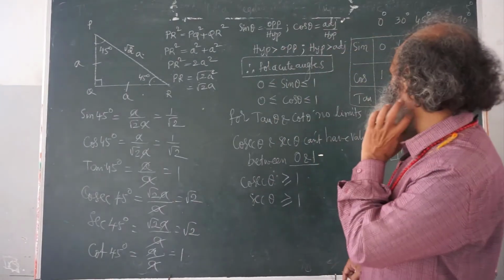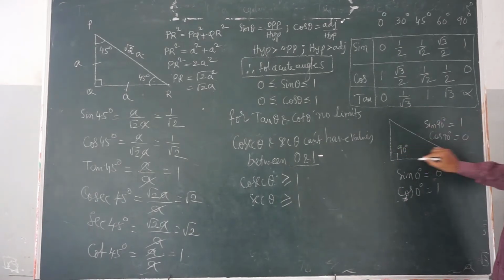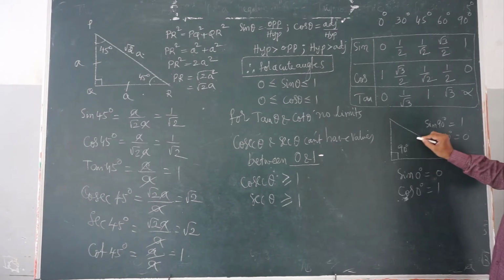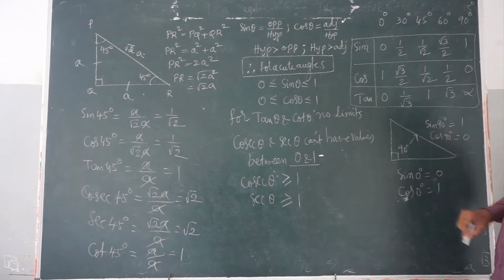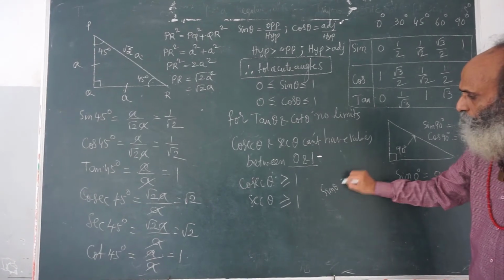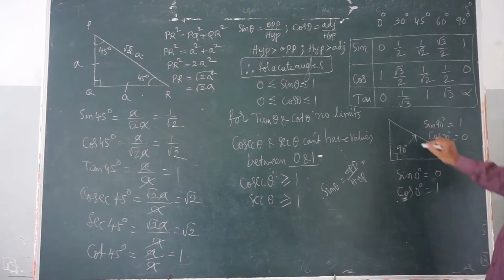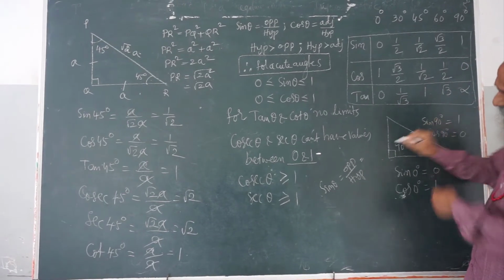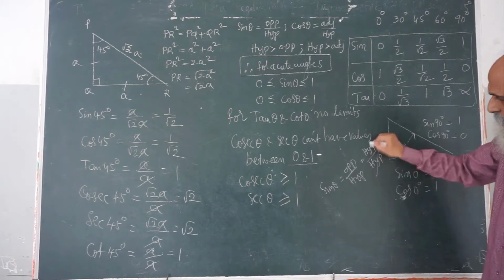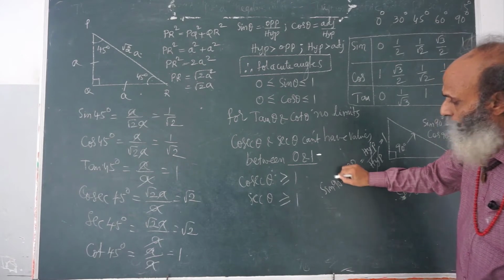Now, let us look at 0 degrees and 90 degrees. Let us take a triangle. This is 90 degrees. For this 90 degrees, this is the opposite side, and this itself is the hypotenuse. Sin theta is equal to opposite by hypotenuse. But for 90 degrees, opposite itself is also hypotenuse. So, hypotenuse by hypotenuse is equal to 1.